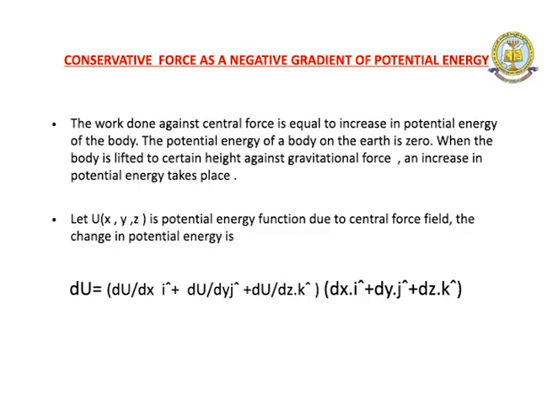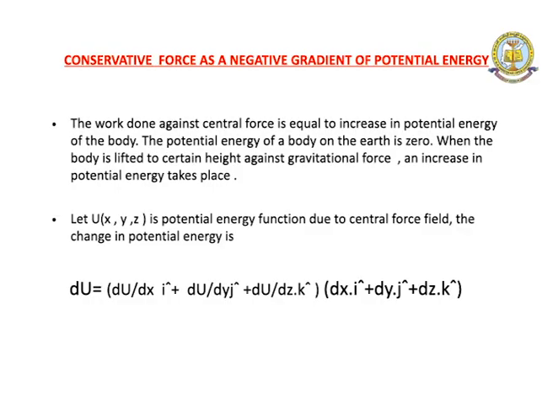A conservative force is the negative gradient of a potential energy. For a conservative force, the work done against the central force is equal to the increase in potential energy of the body. The potential energy of a body on the Earth is 0, and when the body is lifted to a certain height against the gravitational force, an increase in potential energy takes place. Let us consider U(x, y, z) as the potential energy function due to the central force field. The change in potential energy is dU equal to ∂U/∂x i plus ∂U/∂y j plus ∂U/∂z k, dotted with dx i plus dy j plus dz k. So this is the potential energy.